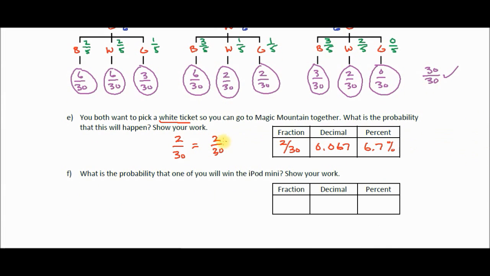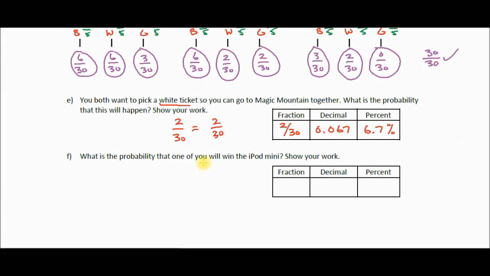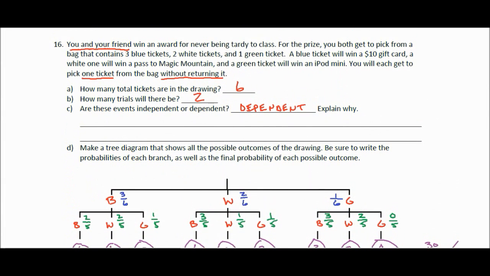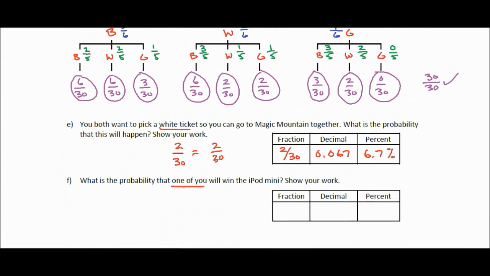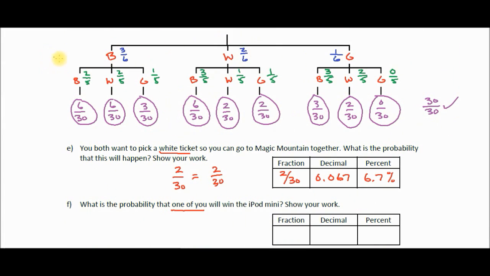Take a look at letter F. So the chances are we're not both going to go to Magic Mountain together, but it could happen. Letter F, what's the probability that one of you will win the iPod Mini? Show your work. Well, I got to find out which ticket wins an iPod Mini. Oh, the green ticket wins an iPod Mini. So if either one of us picks a green ticket, we're good to go. Let's find out how many branches give us green. There's our first one, blue and green. So that's 3 over 30 that one of us wins. Notice, class, we don't even know who picks first. Doesn't matter. As long as one of us wins, we're going to be happy.